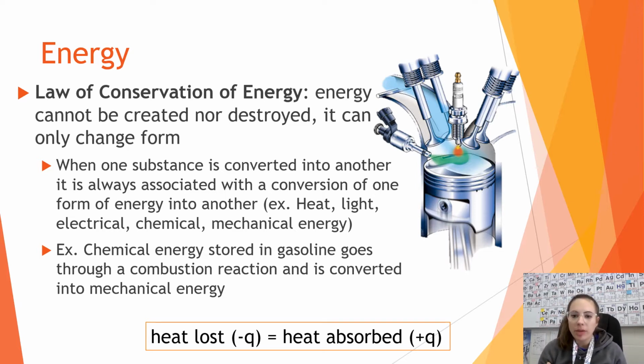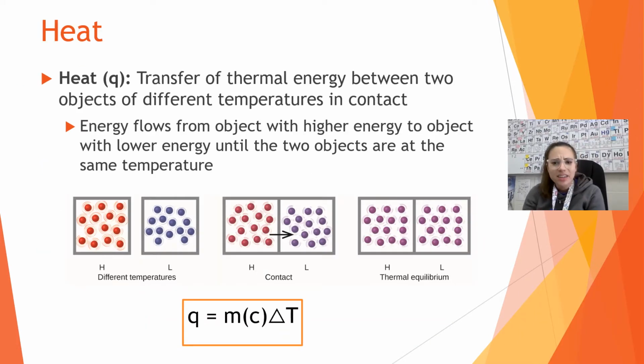So a way we can think about this equation-wise is that heat lost must equal heat absorbed, or heat gain. That always has to ring true. Heat lost must equal heat gain. So what is heat? Heat essentially is a transfer of thermal energy between two objects of different temperatures that are in contact. So energy flows from an object with higher energy to an object with lower energy until they're at the same temperature. So this flow is going to continue to happen until they're at equilibrium.